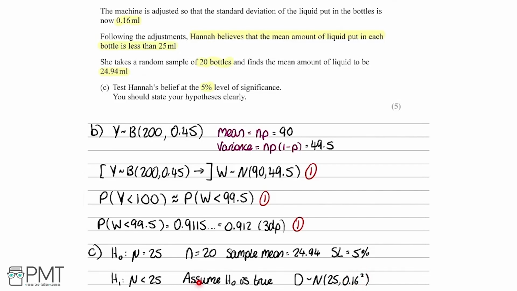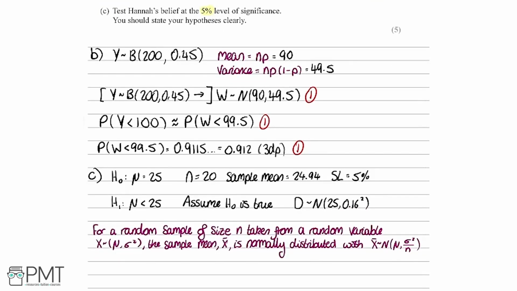So assuming that H0 is true, D is distributed normally with a mean of 25 and a standard deviation of 0.16. So now we know for a random sample of size n taken from a random variable, and here we've got X, which is normally distributed with mean of mu and standard deviation of sigma, the sample mean, so X bar, is normally distributed, again with the same mean, however with the second parameter, so the variance, being the standard deviation squared all divided by n, so the sample size. So doing that in our case, because we're using the random variable D, the sample mean is going to be normally distributed, and we're still going to have 25 as our mean. And then for the second parameter, we're going to have 0.16 squared, all divided by our n, which is 20.